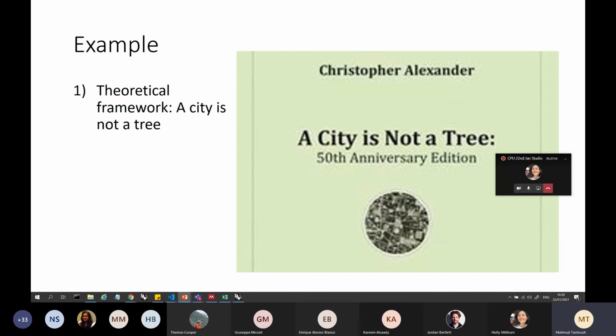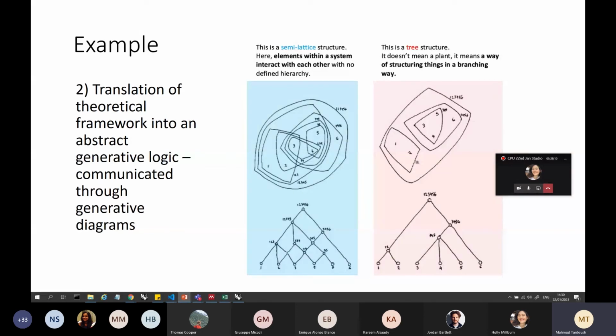A city is not a tree. This is a theoretical framework, and you're all familiar with it. We had it presented in CPU breakfast, I think by Michel and Tazine. The idea is, of course, the theory of lattice and semi-lattice: cities designed in a tree structure were stretched and not very resilient, while cities designed in semi-lattice structures like New York were a lot more resilient and a lot more vibrant.